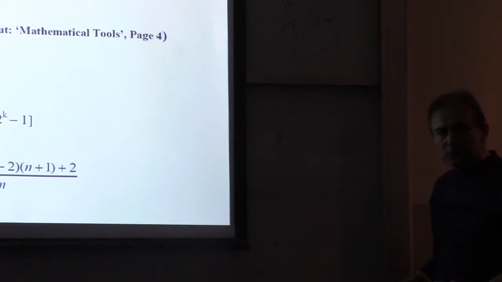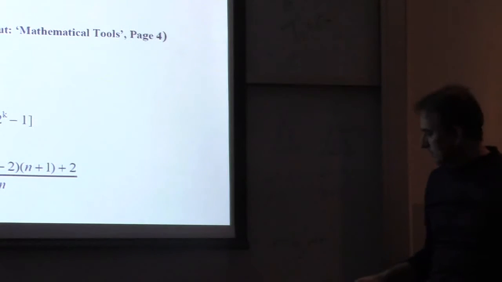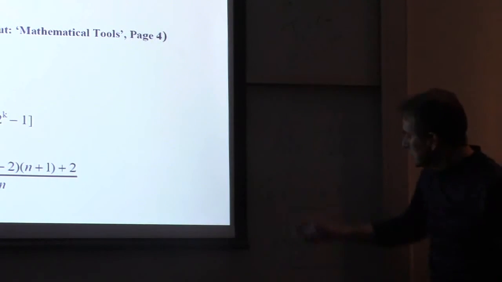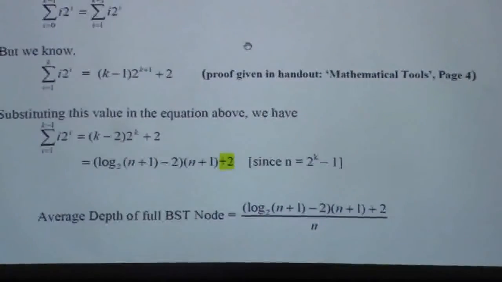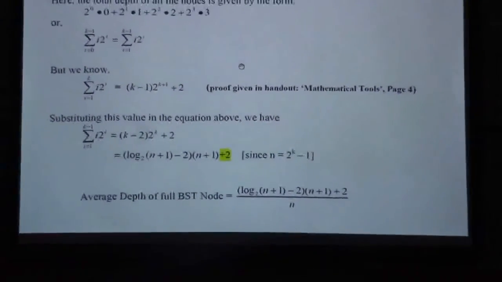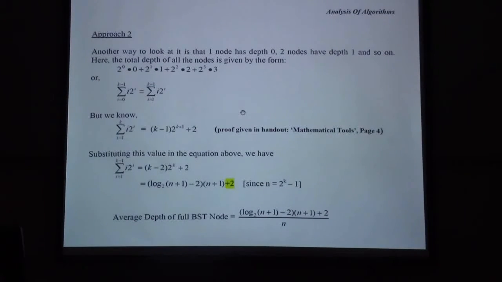So what I want to be able to do is solve for n in terms of k. So k is equal to this. Since I have a solution using k, I will substitute what k actually equals, which is lg of n plus 1. And you can see log 2 is the same as lg. So instead of k minus 2, it's log 2 of n plus 1 minus 2, times 2 to the k, plus 2. Well, what's 2 to the k?